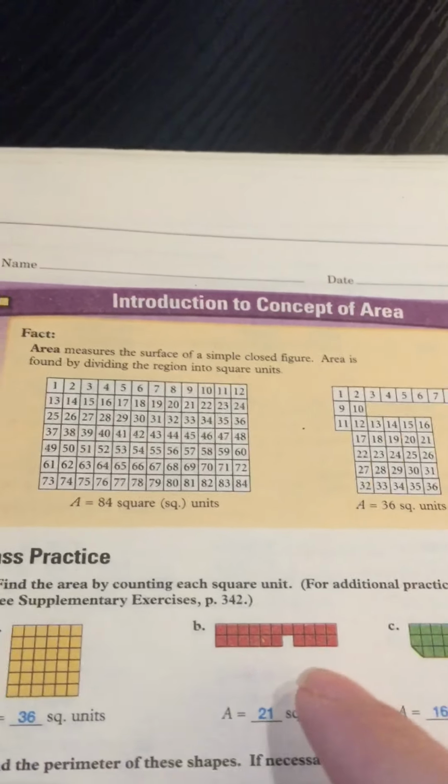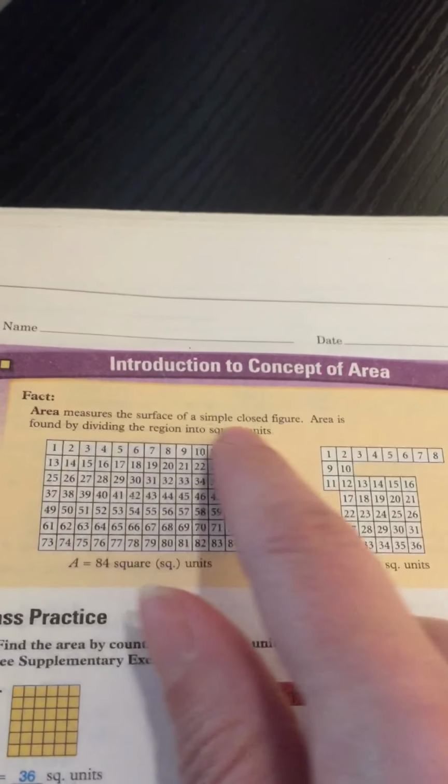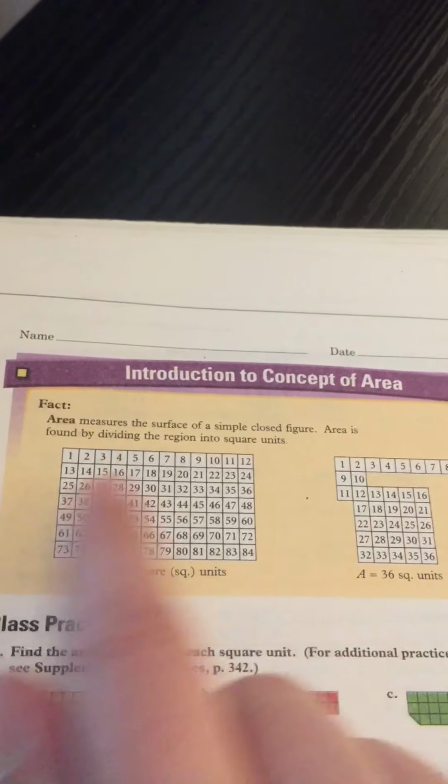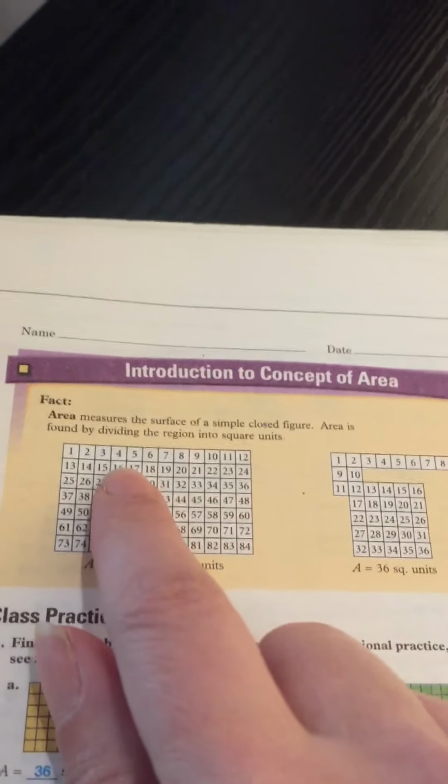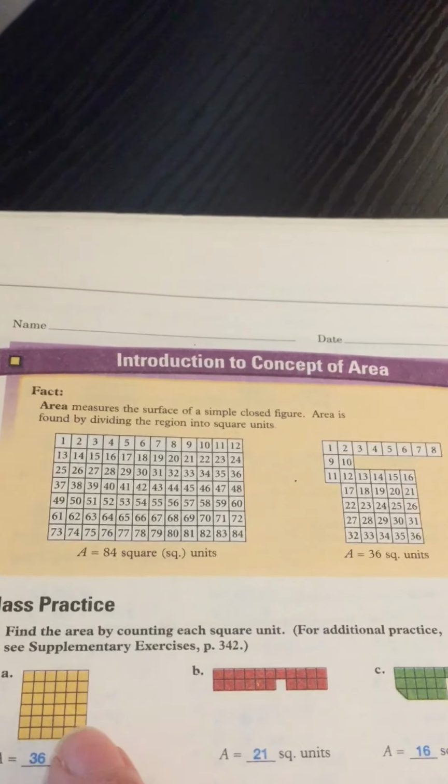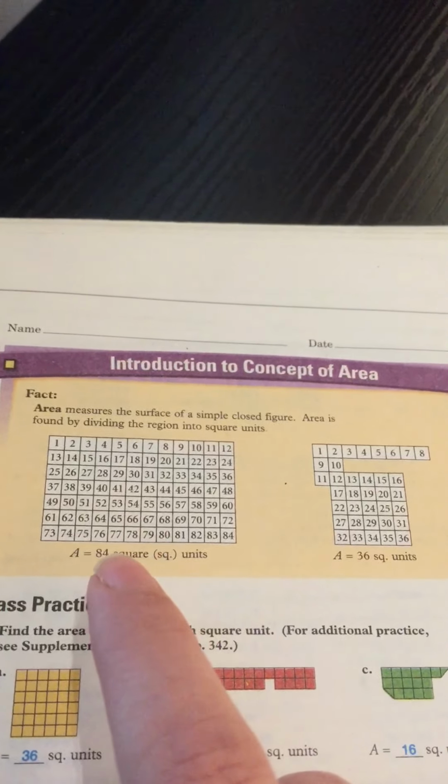For today's lesson, I'm just looking at this. There's no point in writing it out or doing an activity with it. So we talked about perimeter. Perimeter is the outside. Well, area is everything inside. And your area is measured. It measures the surface of a simple closed figure.